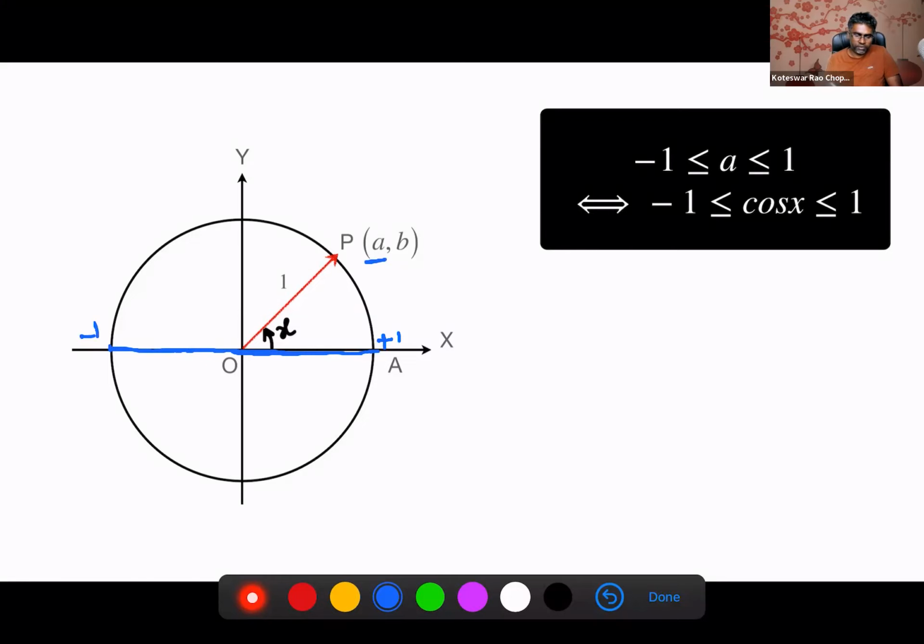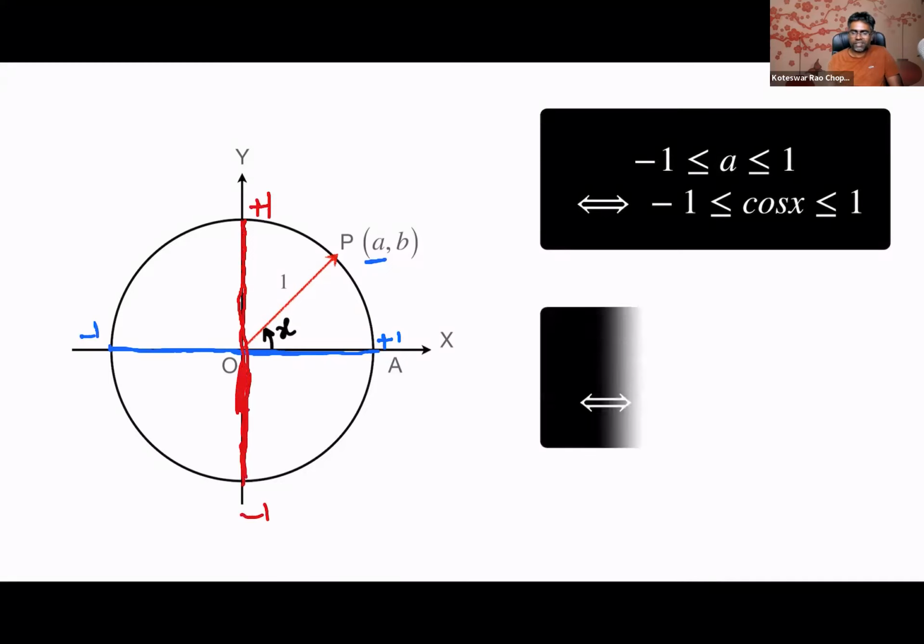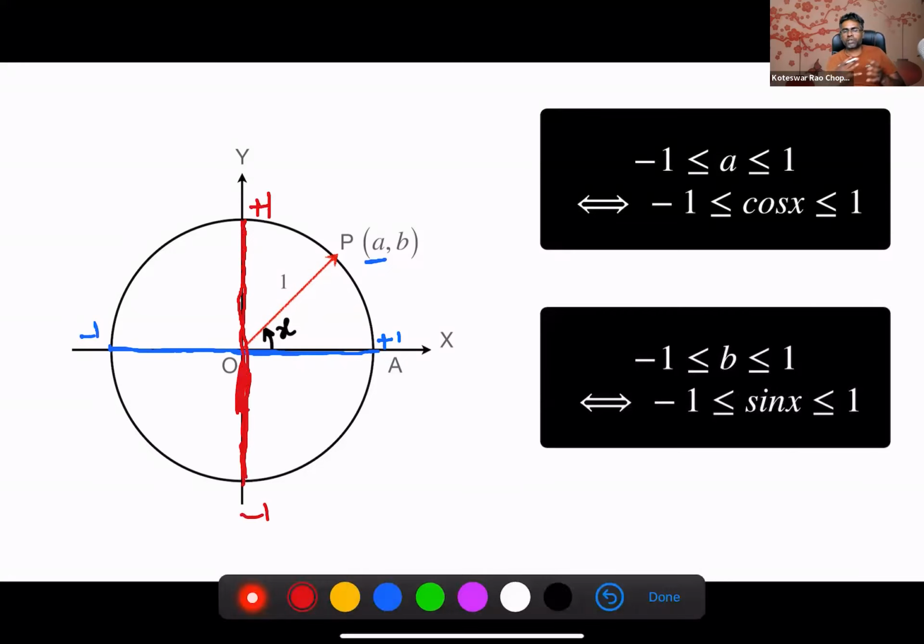Similarly, if you look at the y direction, the y coordinates of the point will be between +1 and -1. Both +1 and -1 included. So the range of sin x should also be the same. It's between -1 and +1, both included.